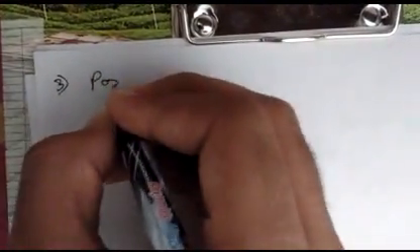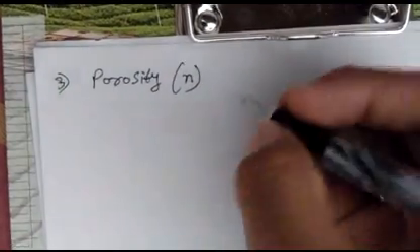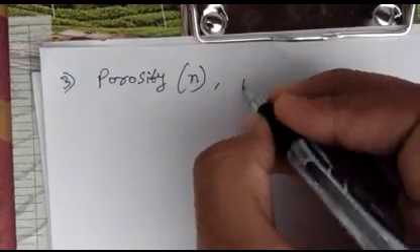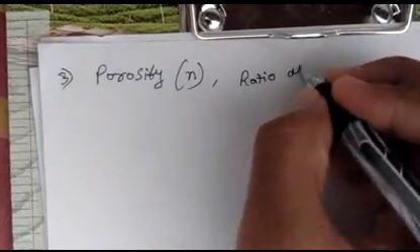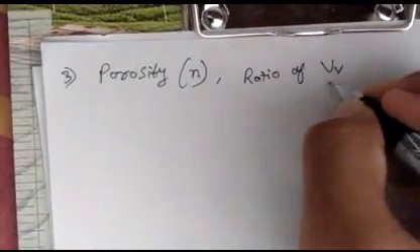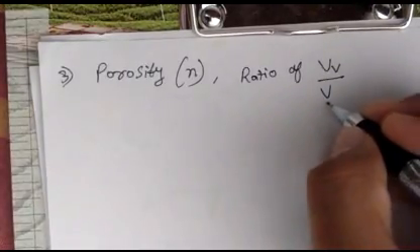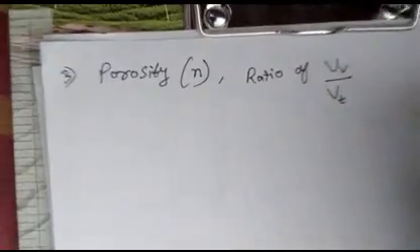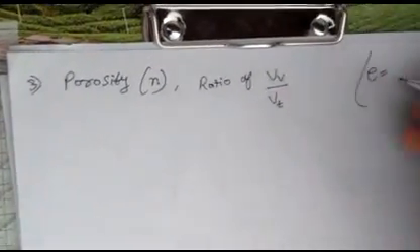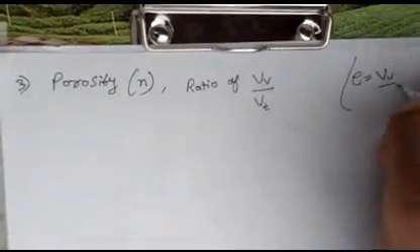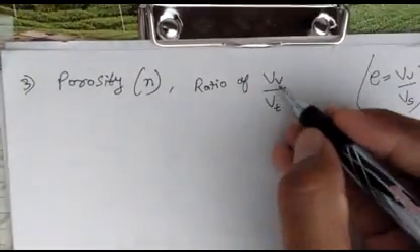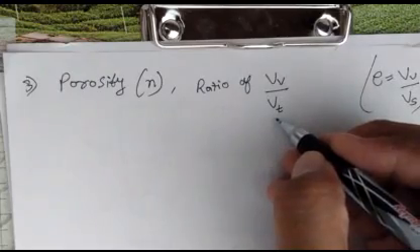Third term, porosity. It is represented by n. It is the ratio of volume of voids to total volume. I can write capital V with suffix T: volume of voids by V_T. Earlier, void ratio was volume of voids by volume of solids. Porosity is actually volume of voids by total volume of soil.